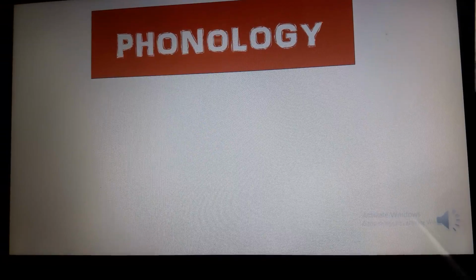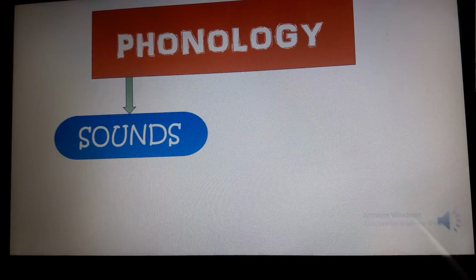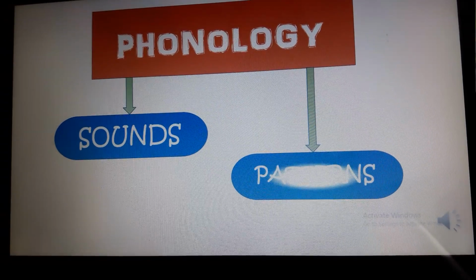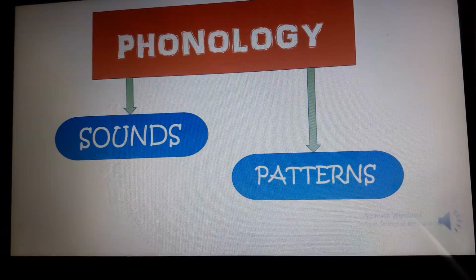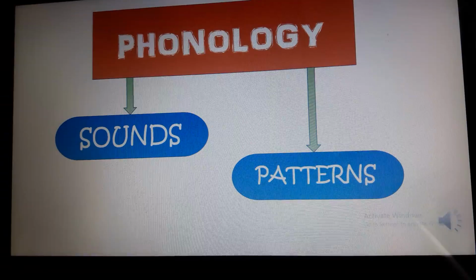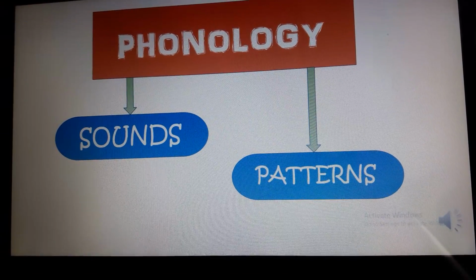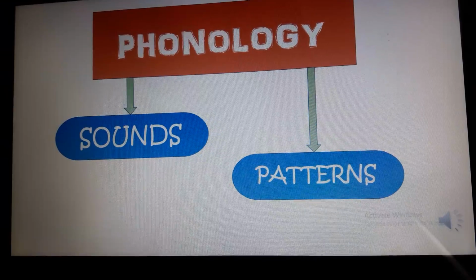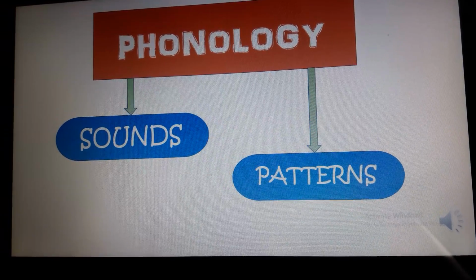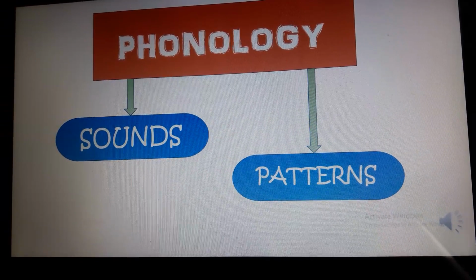Phonology is talking about sounds and patterns. The system of contrastive relationships among the speech sounds that constitute the fundamental components of a language. The branch of linguistics that deals with the system of sounds within a language or between different languages.